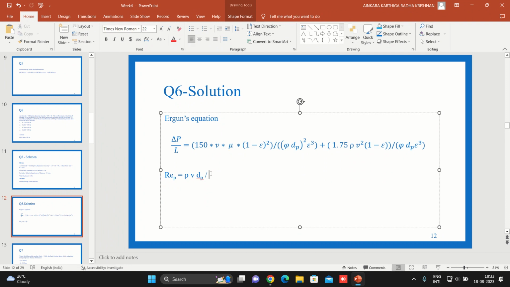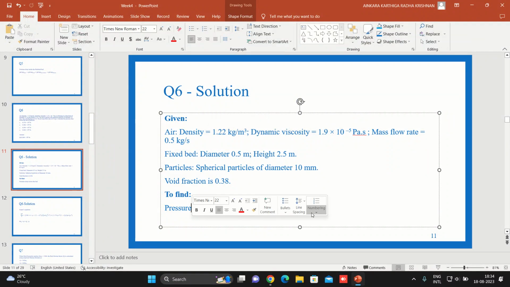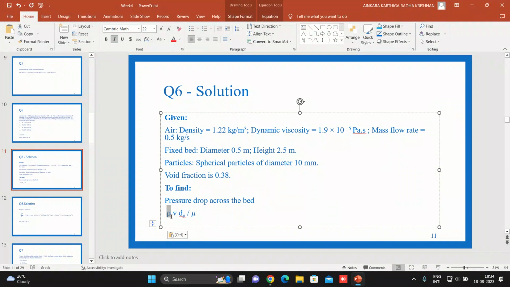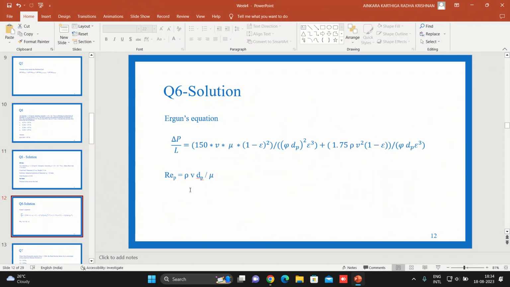I hope you all know what the variables are. V is the superficial gas velocity, mu is the fluid viscosity, epsilon is the void fraction, and dp is the diameter of the particle. Or else, if needed, we can write it over there in the given itself. For example, air density rho, dynamic viscosity mu, mass flow rate, fixed bed height, spherical particles of diameter. So here we will substitute everything.